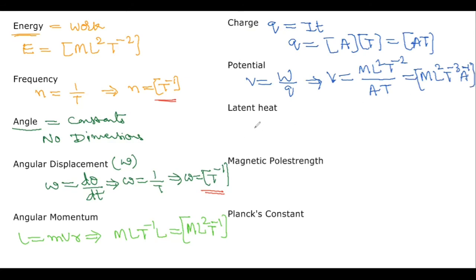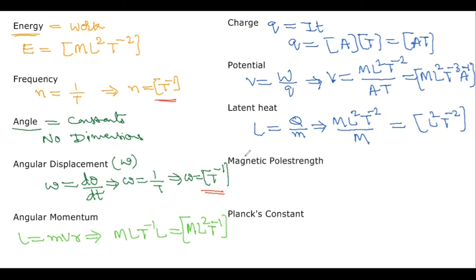Latent heat, indicated with L, is the amount of heat required to change the phase per unit mass. L is equal to Q by M. Q is heat energy. Energy is the same as work done, nothing but ML square T power minus 2, divided by mass. Mass is going to be cancelled out. Then the dimensional formula of latent heat becomes L square T power minus 2.